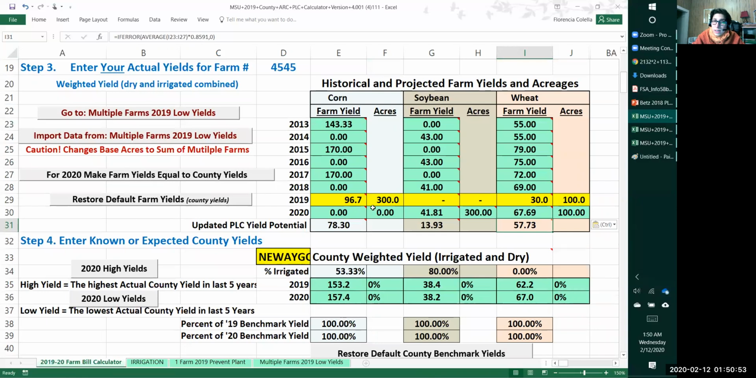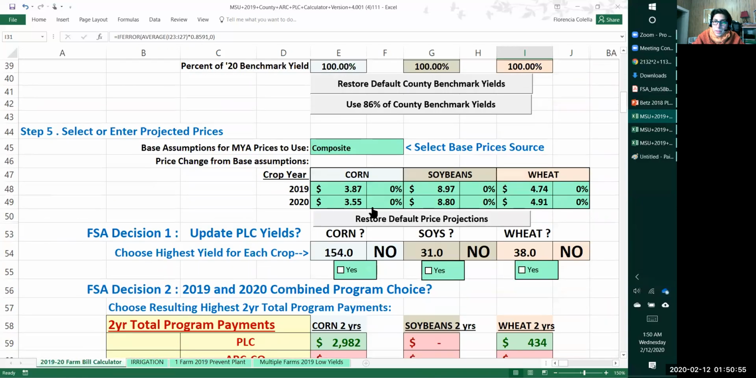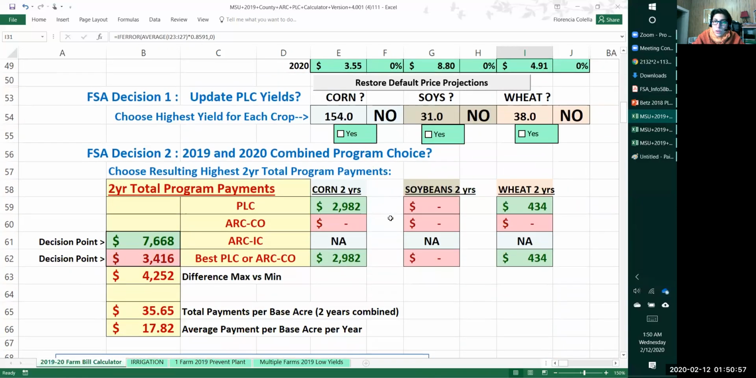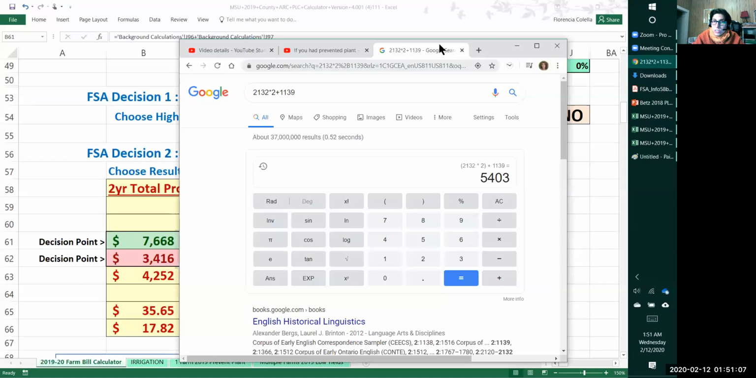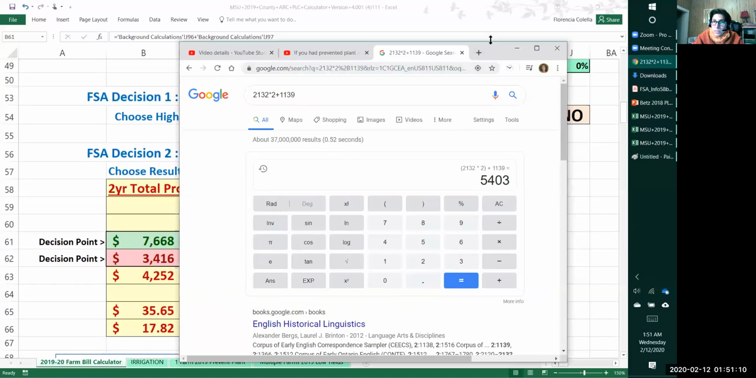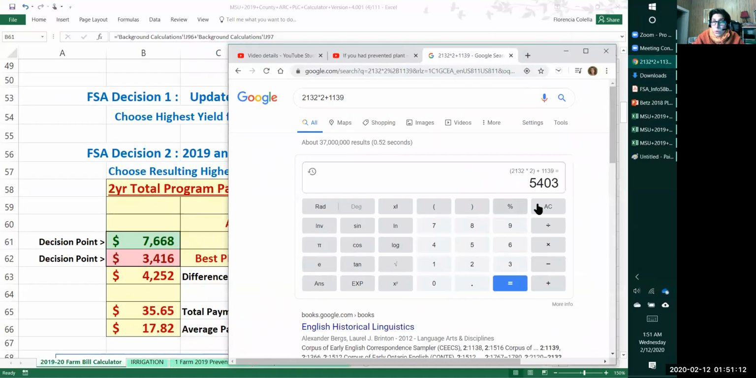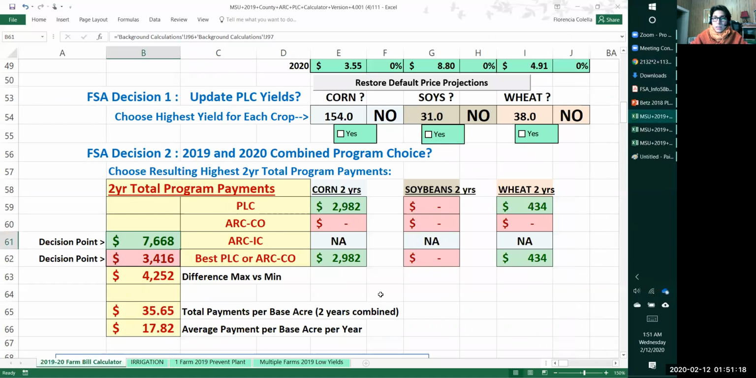Now, if we scroll down, once we copy all of that information, we are going to notice that ARC-IC is now the best paying option, and it is more than if we just did the 3 farms separate. It's quite a lot more. It's like $2,200 more.